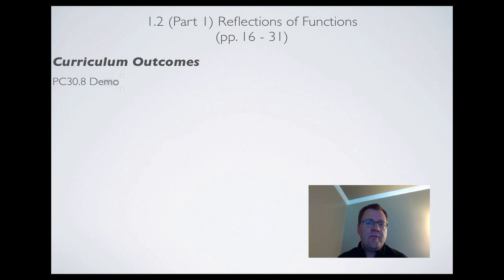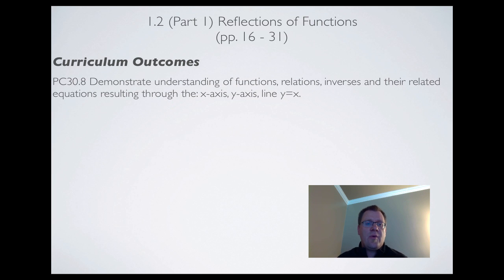Our curriculum outcomes, we're talking about outcome 30.8, which is to demonstrate understanding of functions, relations, and inverses, and the related equations resulting through the x-axis and the y-axis and the line y equals x. So we'll hit some of those things today, not all of them, but we will touch on some of them.